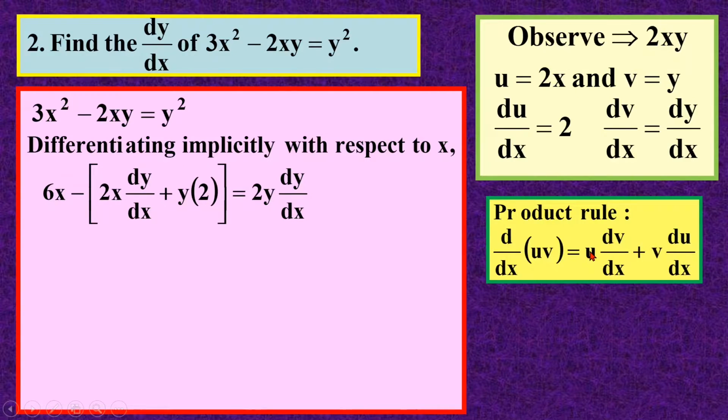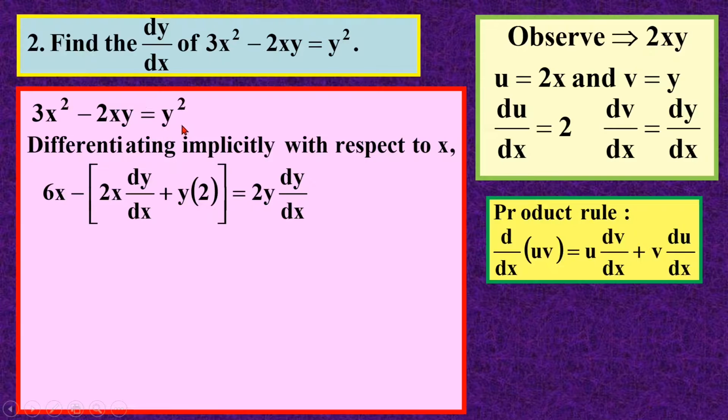Then I will follow the product rule. I will copy u, which is 2x. Then I differentiate my dv dx, which is dy dx. I will put it on that side. Plus v, which is y. That's where I put it. And du dx, which is 2. And I will write it there. The product rule is done.